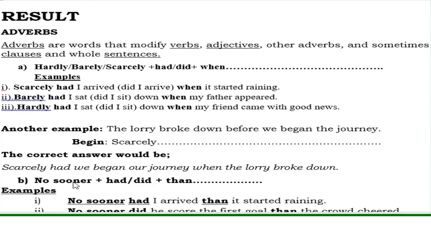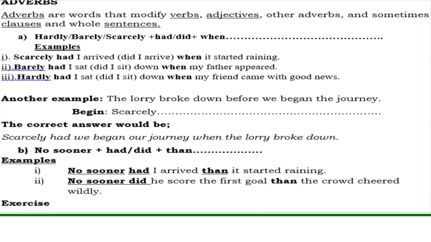That's an adverb. Now, no sooner is used with had or did, then than. Remember, we do not use no sooner with when. If the sentence is asking you to use when, then it means you use either scarcely, barely, or hardly in that sentence to express your idea. All right, so now let's look at how no sooner is used.